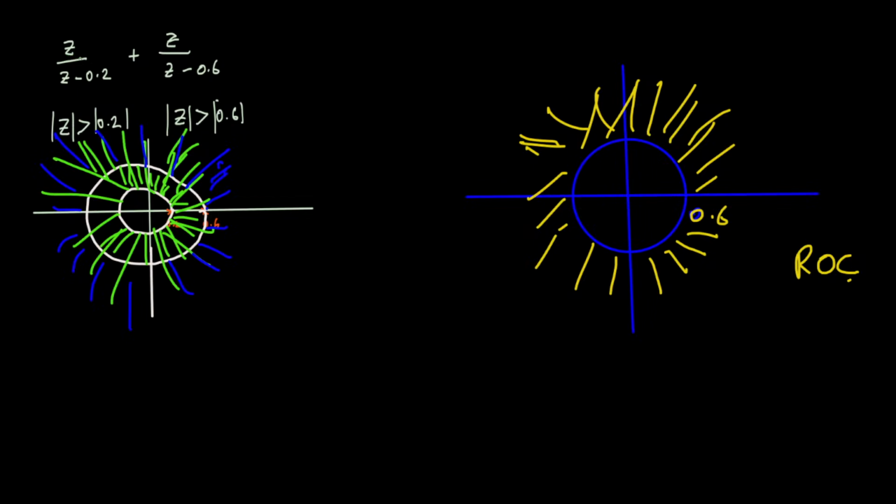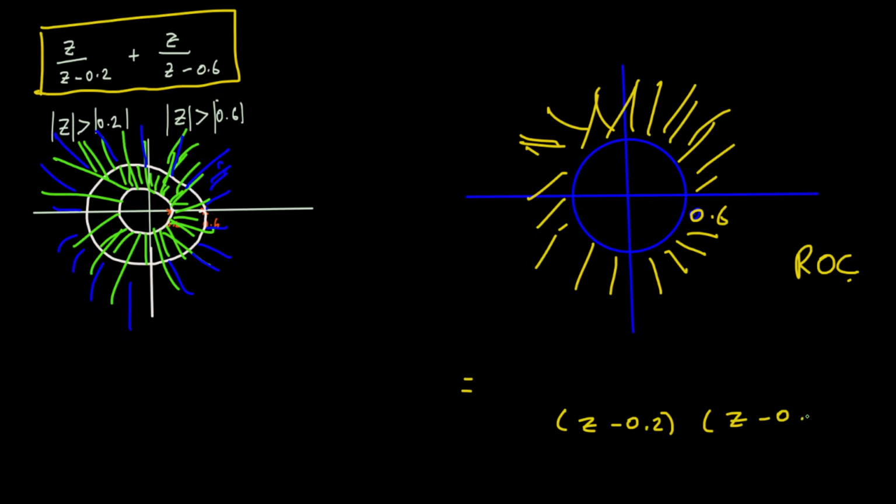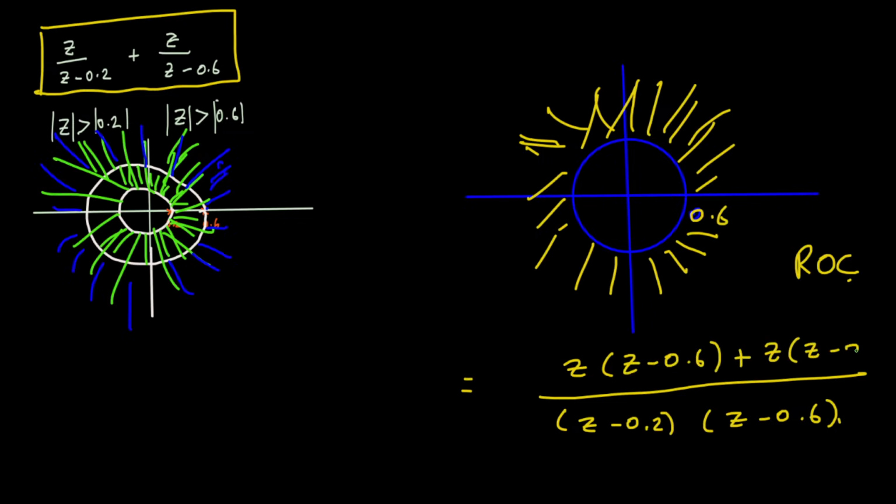Now, currently we have this Z transform expression, but it's better to express it in such a way that you can find the zeros and poles easily. In order to do that, you have to simplify and bring it to one term. You have to multiply and find the common denominator. So here we have Z minus 0.2 in the denominator, and then Z minus 0.6. We take that common, then in the numerator we're going to have Z times Z minus 0.6 plus Z times Z minus 0.2.